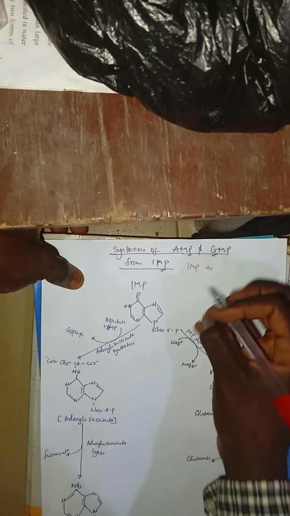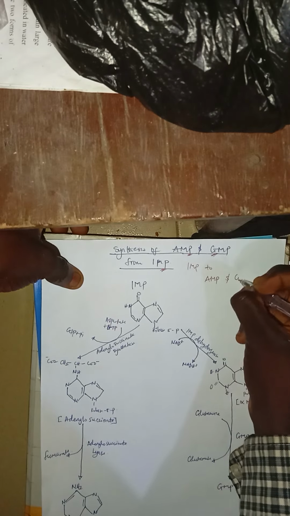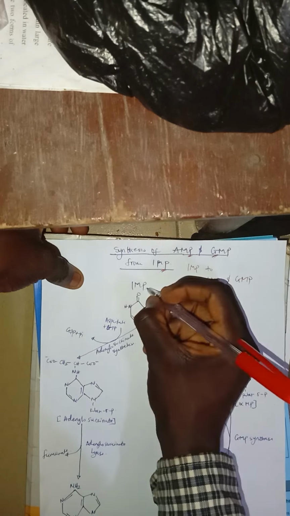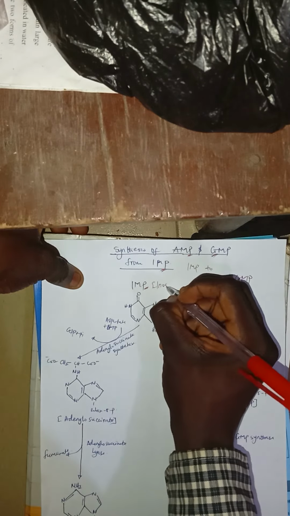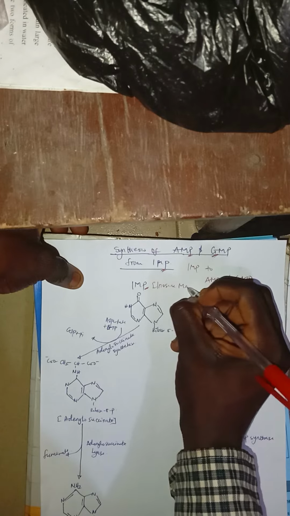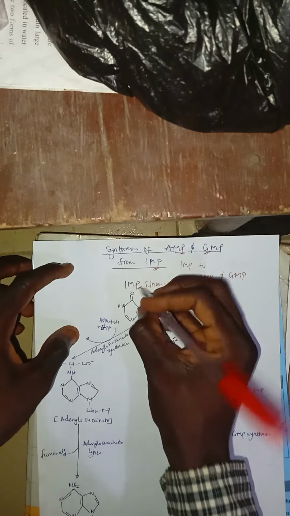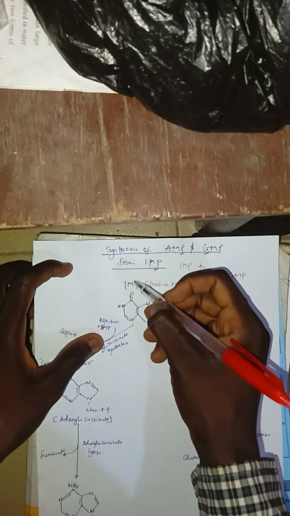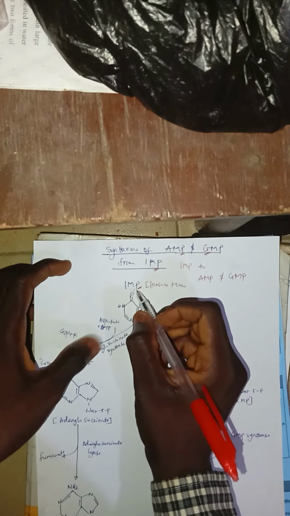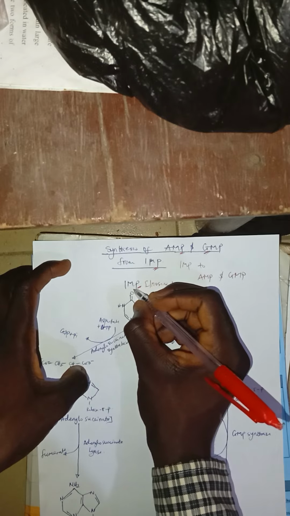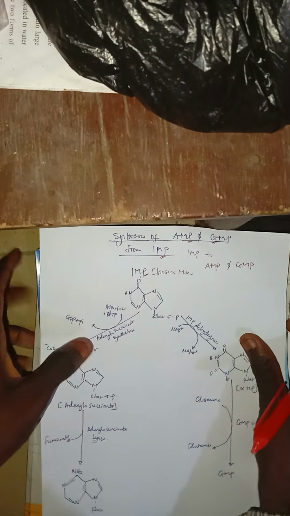Okay, so what we want to do today is see how well we can get both AMP and GMP from IMP. IMP is inosine monophosphate. Now, once you've gotten your IMP, you must know that there are some steps before we got IMP. But for now, we just want to see how well we can get AMP and GMP from IMP.